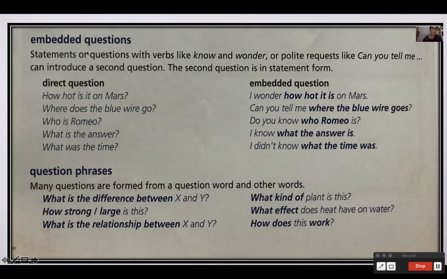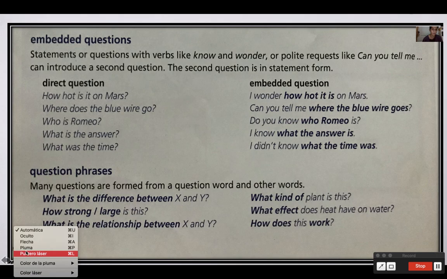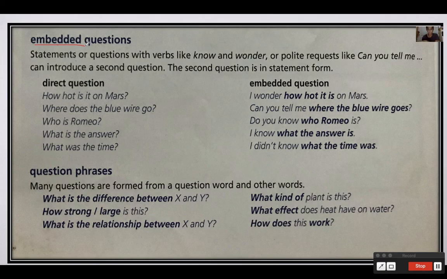Let's continue. Now we have another kind of question that is called embedded questions. Okay, an embedded question is when we are making a question inside another question. In this case, statements or questions with verbs like know and wonder, or polite requests like can you tell me, can introduce a second question. The second question is a statement form; this is a direct question.